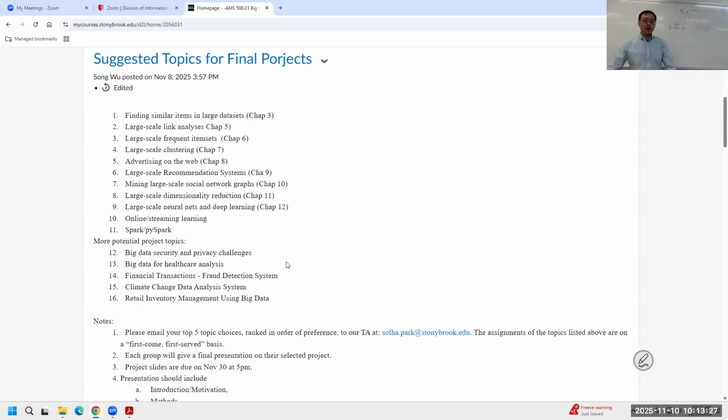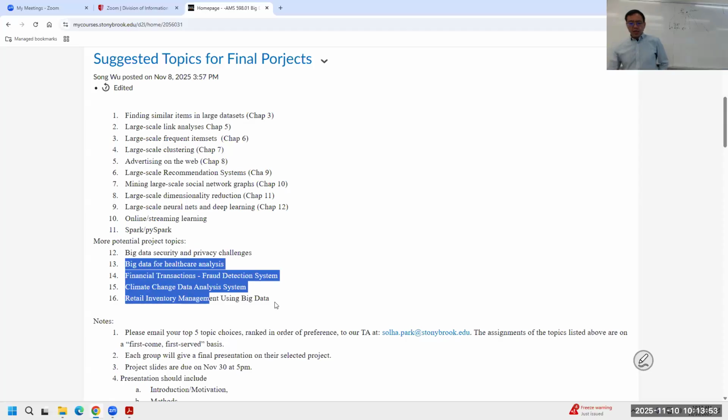If you have a data set that you have worked on before and you want to explore that, that's also fine. And there are more potential topics which are not really analysis but are also related to big data: big data security and privacy, big data for healthcare, financial transaction fraud detection, climate change, and retail inventory management. If you are interested in any of these, you can present them as well, and more. But you need to find your own data and your own resources to work on them.